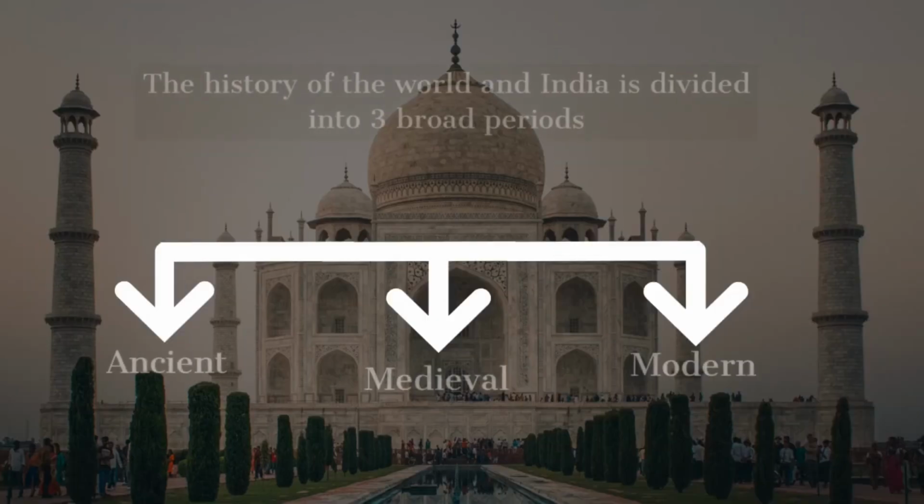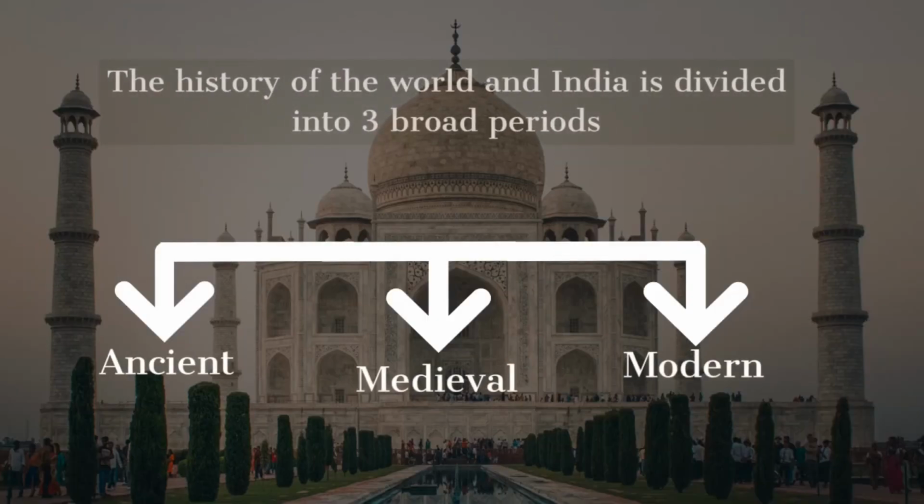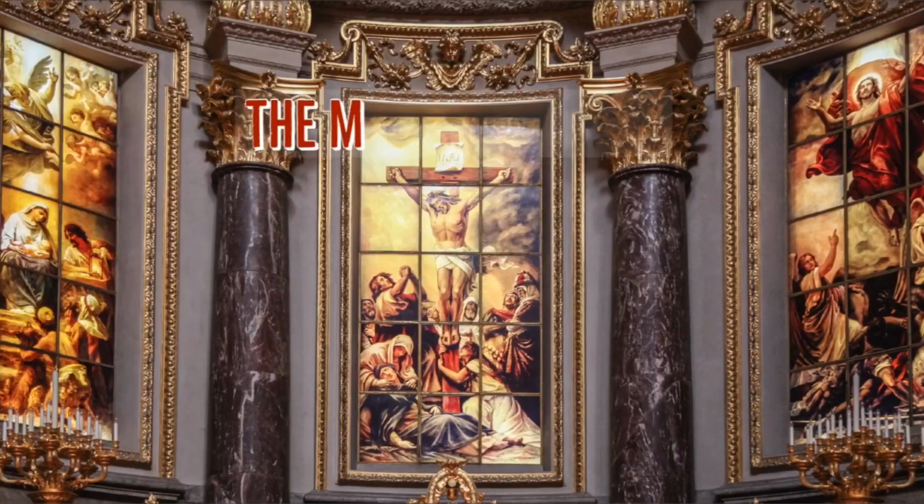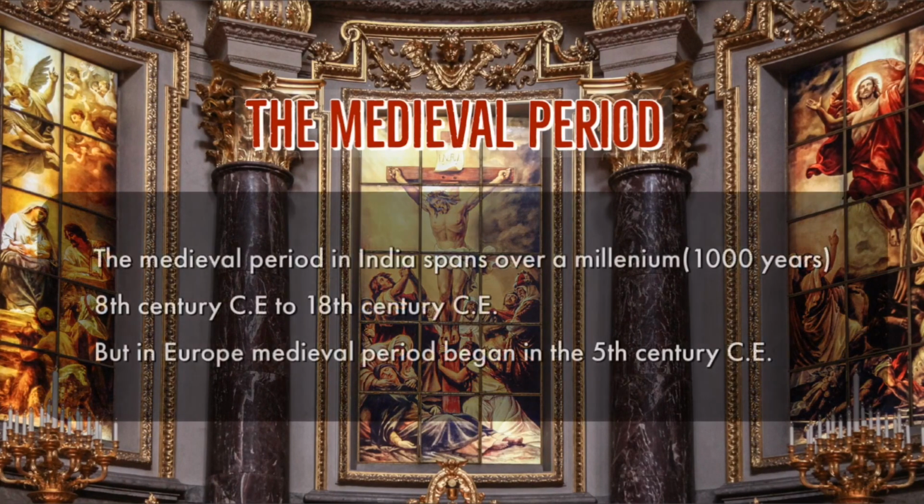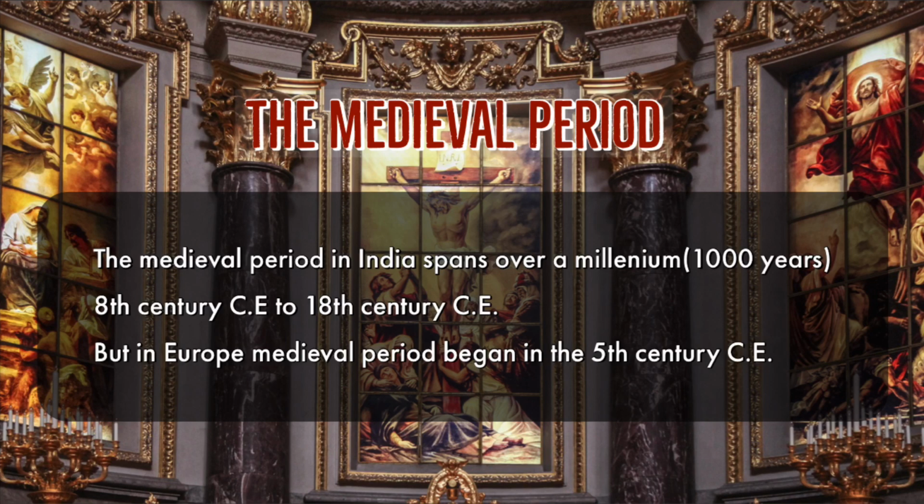As we know, the history of the world and India is divided into three broad periods, namely ancient, medieval, and modern. The medieval period in India spans over a millennium, that is 1000 years, from 8th century Common Era to 18th century Common Era. But in Europe, medieval period began in the 5th century Common Era.